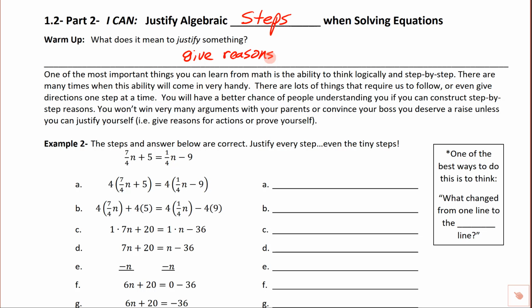So I want to run through this paragraph right here because I think it's really important. One of the most important things you can learn from math is the ability to think logically and step by step. There are those words there again, steps. There are many times when this ability will come in very handy. There are lots of things that require us to follow or even give directions one step at a time. Think about if we get a piece of furniture from IKEA or a toy or there's a game or something like that. We need to follow the directions, and there are actually people that have gotten really good at what's called technical writing. They write things step by step so that other people can understand them.